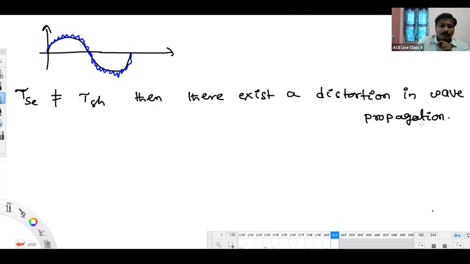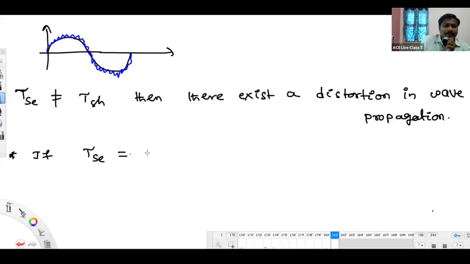Distortion in the wave propagation. Clear? Next thing. Say in the reverse wave you talk, if these two time constants, the series branch and shunt branch time constants, are exactly equal, then definitely we don't expect any distortion in the wave. That type of line, we are going to name it as distortion-less transmission line.